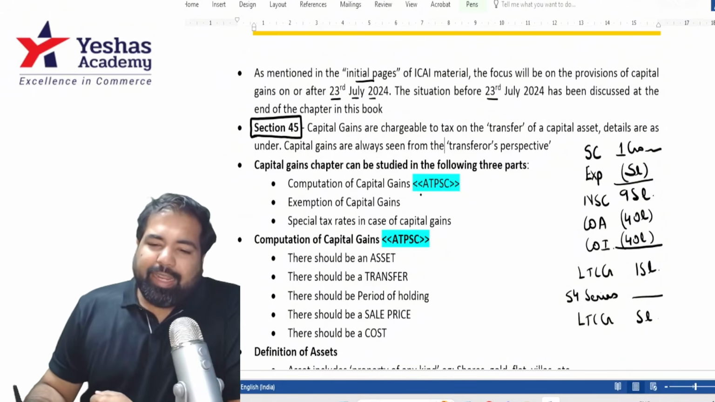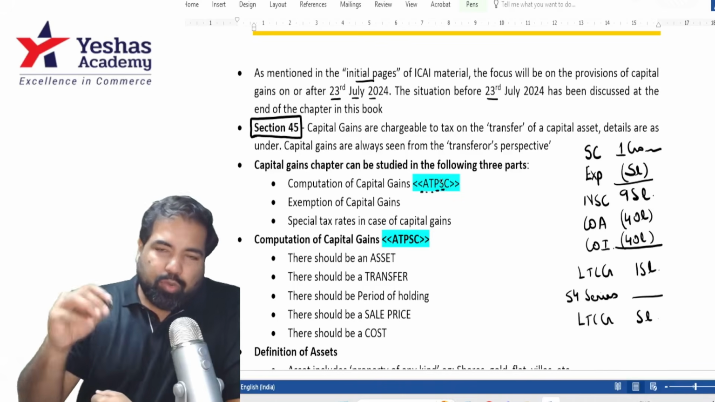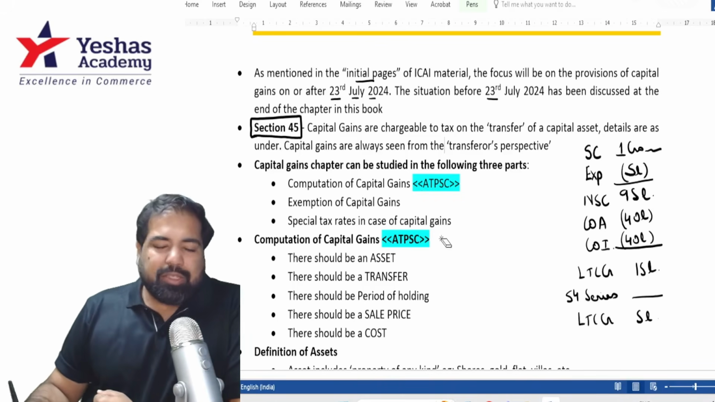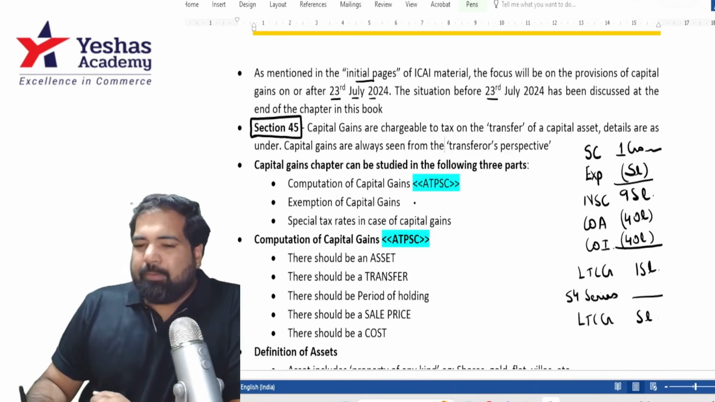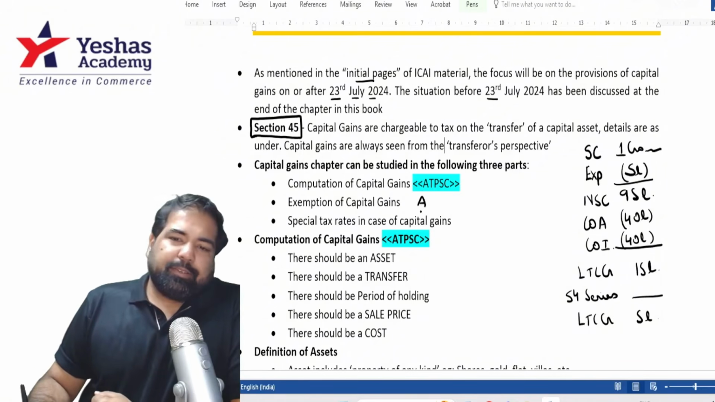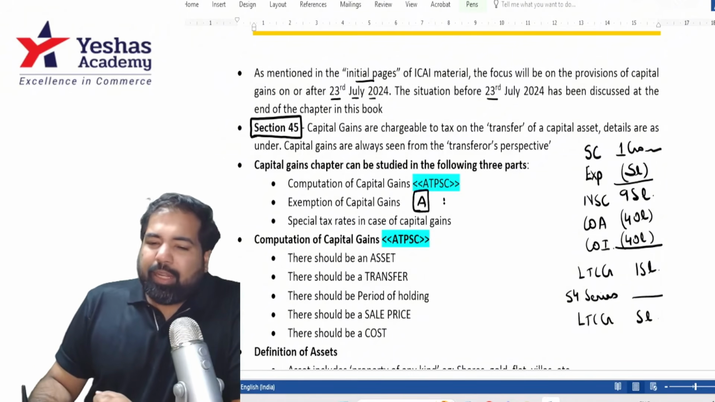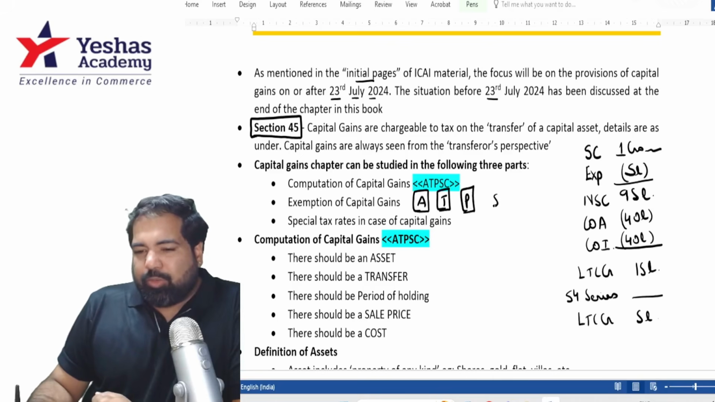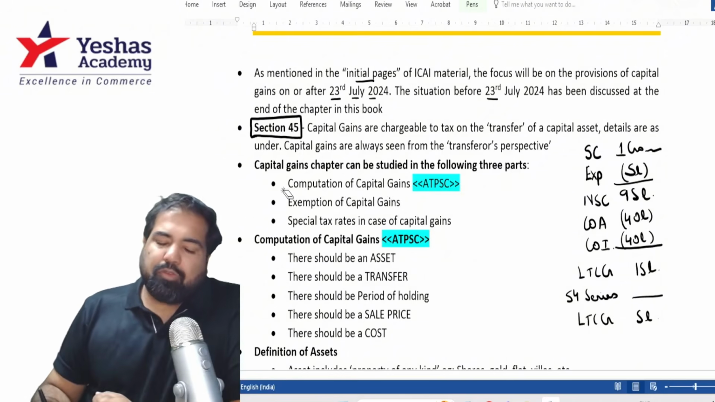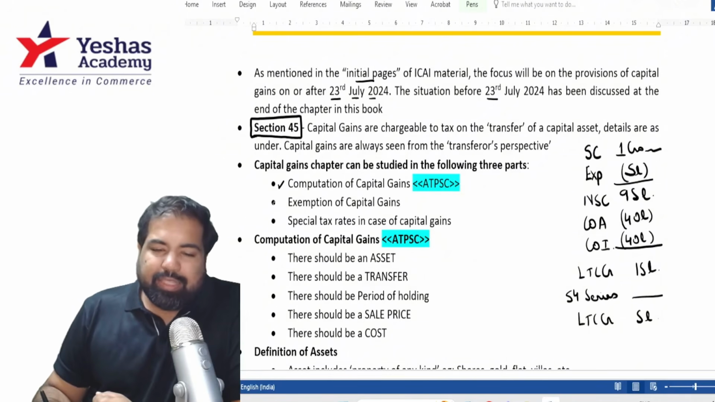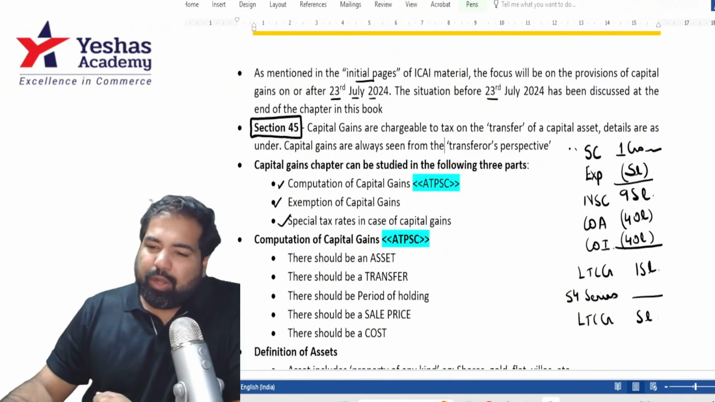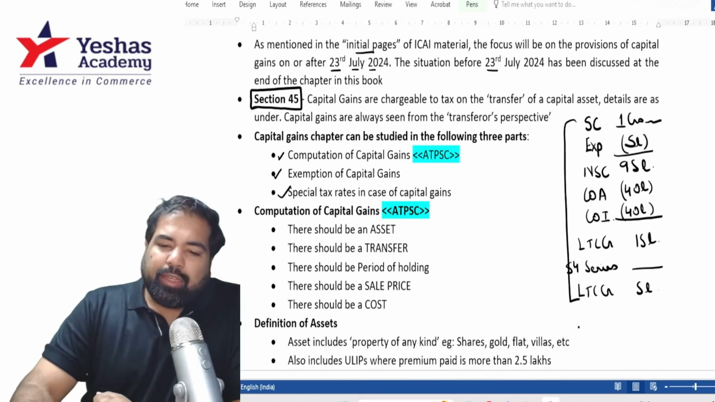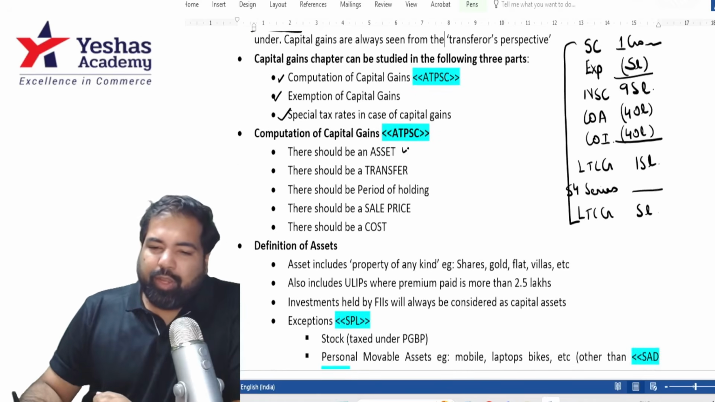There is a shortcut called ATPSC. Most of my students know it. If you are not my student, then ATPSC is new to you. Let's talk about what is ATPSC. For capital gain, there has to be an asset. Then there has to be a transfer. There has to be a period of holding, long-term, short-term. There has to be a sale consideration, and there has to be a cost. This is basically ATPSC. First, you compute capital gain. Then you will exempt the capital gains, and then you calculate tax. This is what I've explained here as well. Now, first there should be this, also we know ATPSC.